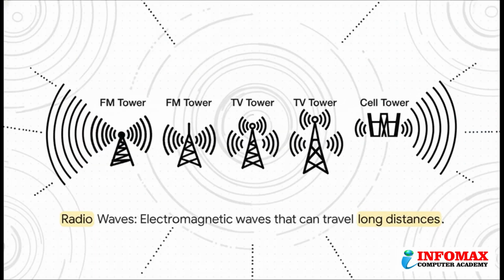First up, radio waves. Now, these are a type of electromagnetic wave that is just fantastic for broadcasting. Just like the towers you see here, transmitters can send signals out in every direction at once, covering a huge area. Think of it like ripples spreading out on a pond.